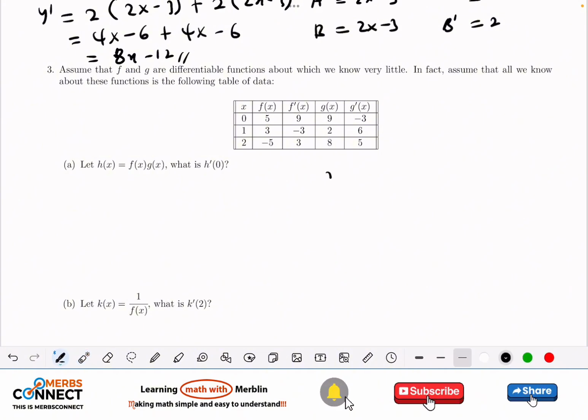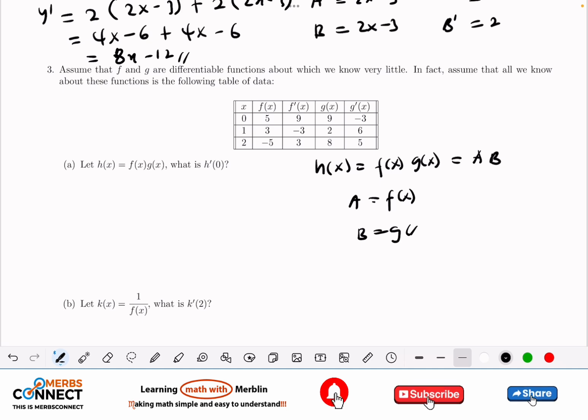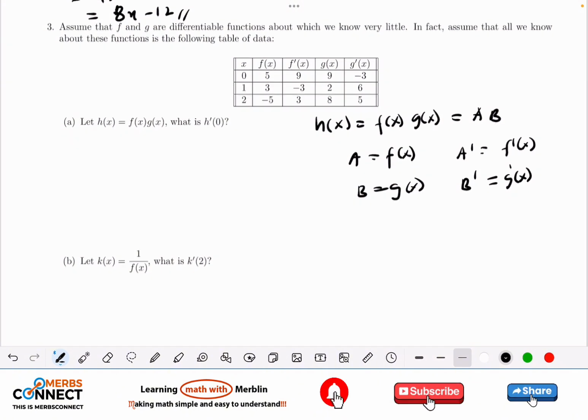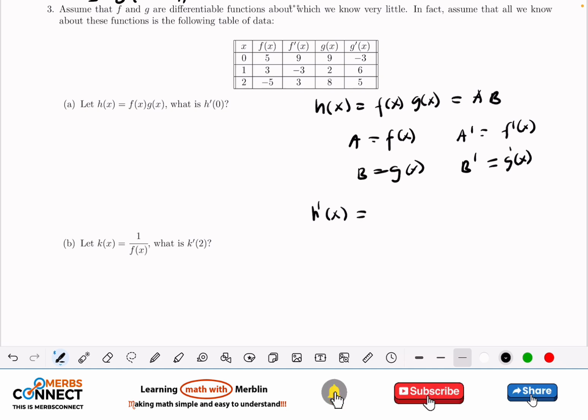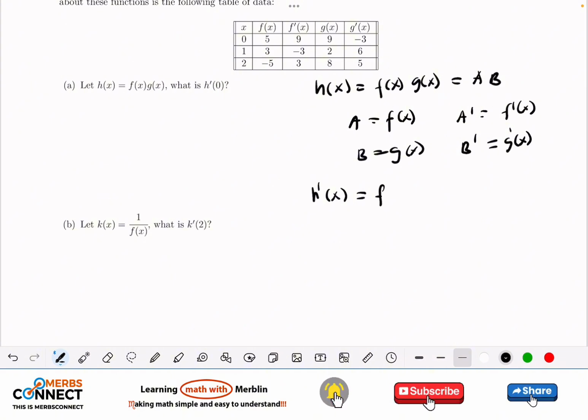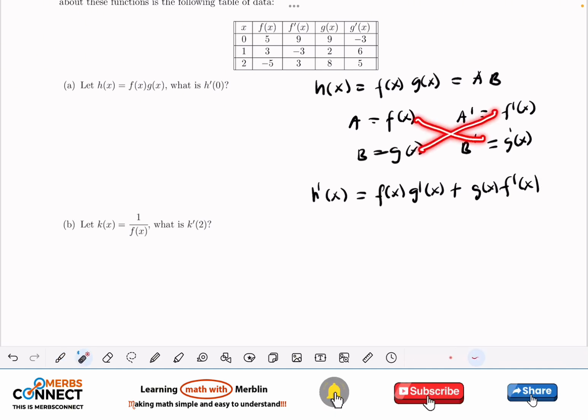So h of x is equal to f of x, g of x, which is the same as ab, right? So my a is equal to f of x, my b is equal to g of x. So a prime will be equal to f prime of x, my b prime will be equal to g prime of x, right? So what's the product rule? Okay, h prime of x will be equal to, then I just do cross multiplication, any of them, because it's symmetric. So I'm going to have f of x, g prime of x, plus g of x, f prime of x. So this times this, and this also times that.